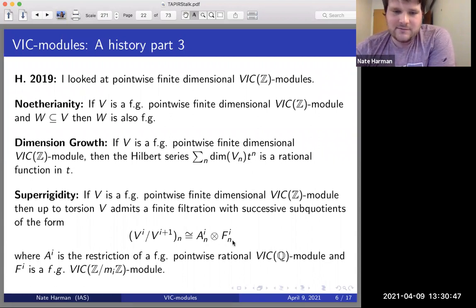A_n tensor F_n, where the A's are a restriction of a pointwise rational VIC Q module, the stuff that Peter and Pat studied, and the F's are coming from a VIC Z mod nZ module for some n, right? So they factor through a finite quotient. A stands for algebraic, F stands for finite. This was the final punchline of that theory.